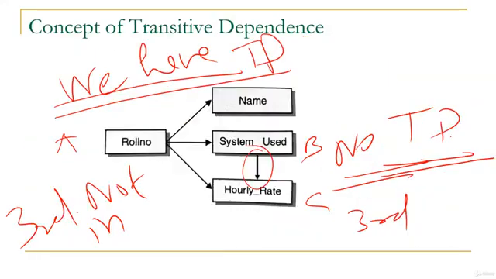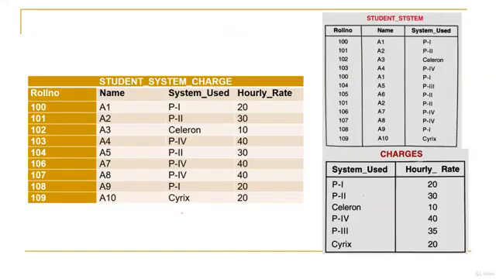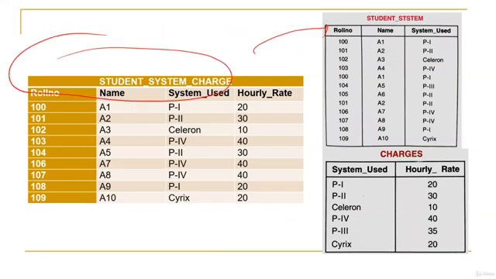So if we apply this rule over this, I need to make one table for this and one table for system and hourly rate. This way we decomposed this table into two. One is roll number, name, and system used. This is the table. And another is system used and hourly rate. So all the problems of insert, update, delete have been solved by decomposing this table into two tables.